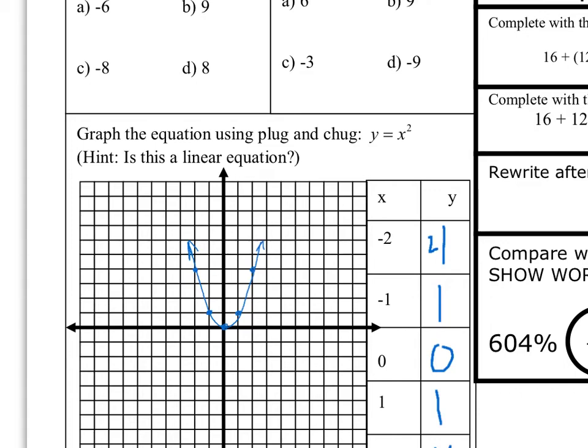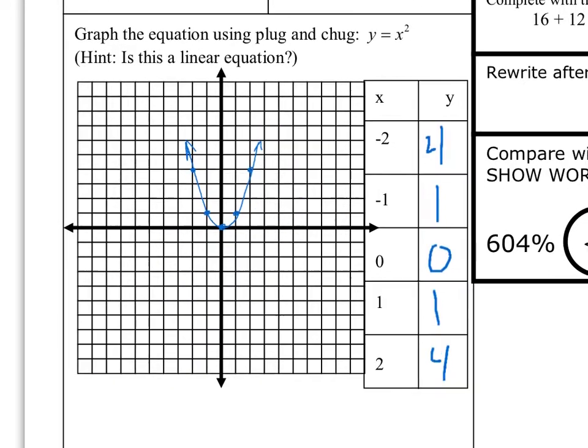Today we're dealing with nonlinear equations, sometimes called quadratic and cubic equations. Quadratic equations are like this equation with the x squared. In other words, it has an exponent of 2. Cubic equations have an exponent of 3.